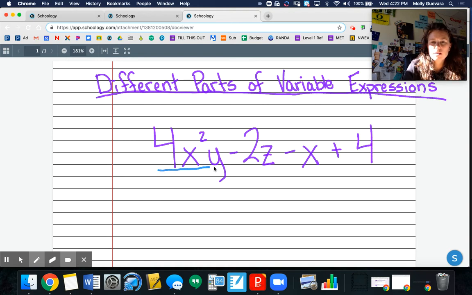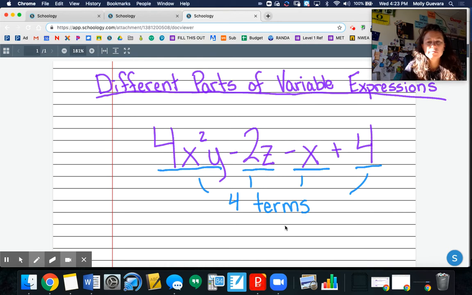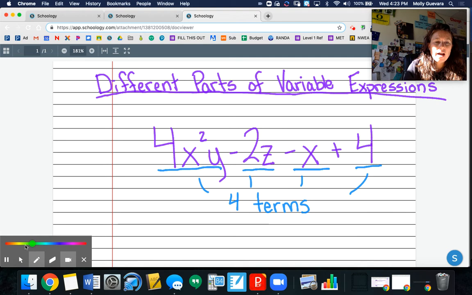So I have one term here, right? Then a minus sign, so that stops the term, and then another term here where it's 2z. Then a minus sign so it stops the term, and then another term at x, and then a plus sign, so then another term at 4. So here there are 4 terms.